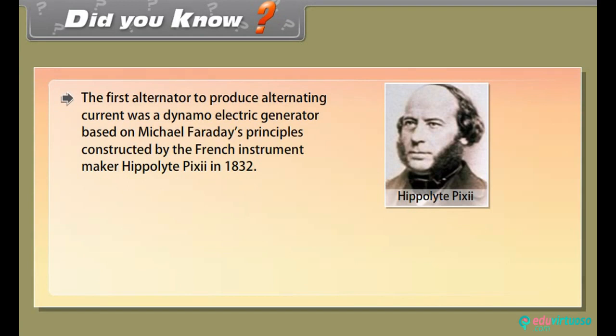Did you know? The first alternator to produce alternating current was a dynamo-electric generator based on Michael Faraday's principles constructed by the French instrument maker Hippolyte Pixii in 1832.